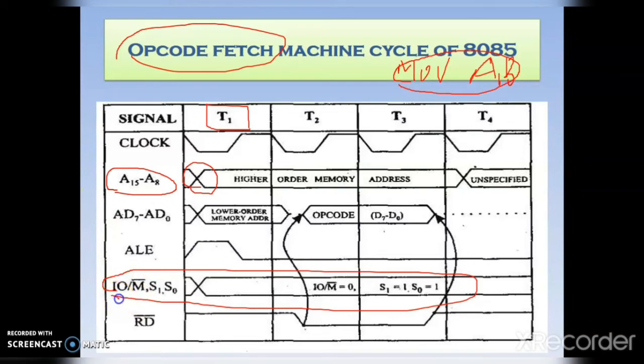And this is the status signal. This signal is active at the beginning of the T1 state and remains active till the end of the T4 state.